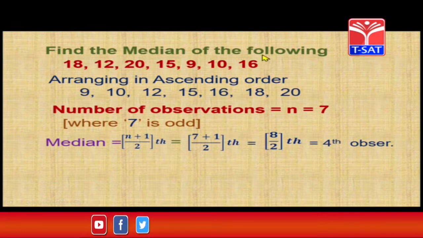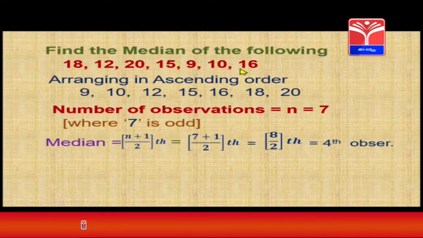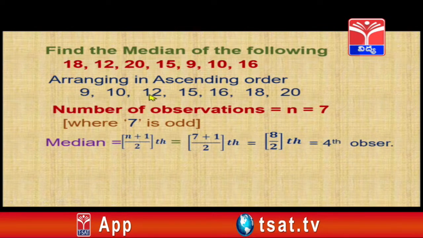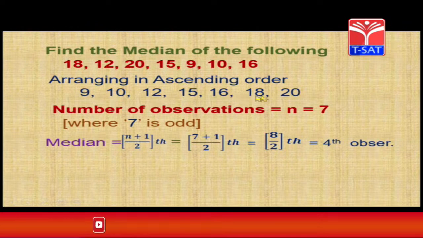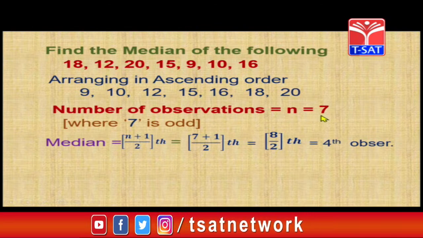Find the median of the following: 18, 12, 20, 15, 9, 10, 16. I am going to arrange in ascending order: 9, 10, 12, 15, 16, 18, 20, right. Now, how many observations are there? 7. 7 is an odd number, right.